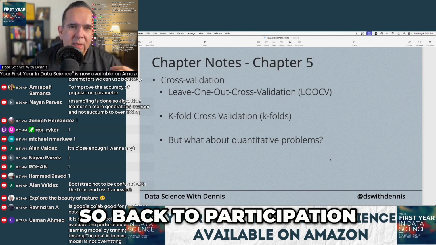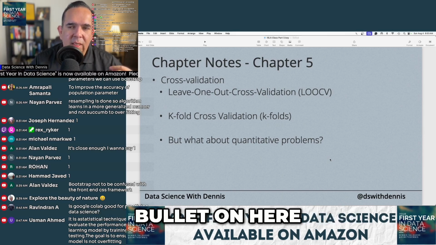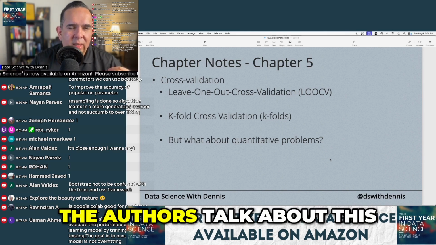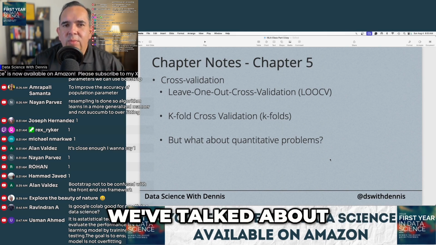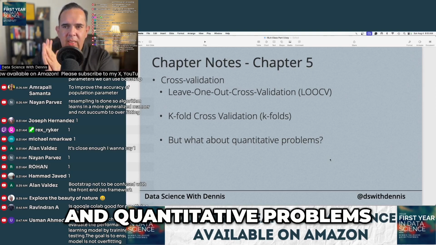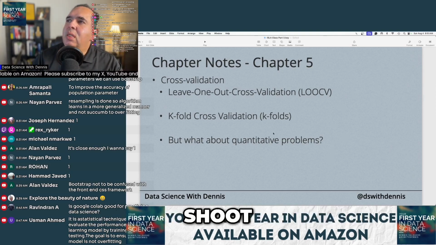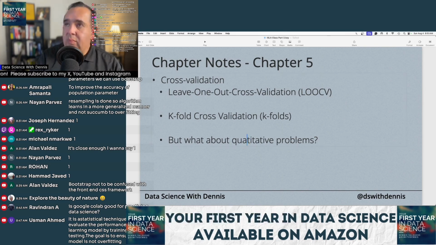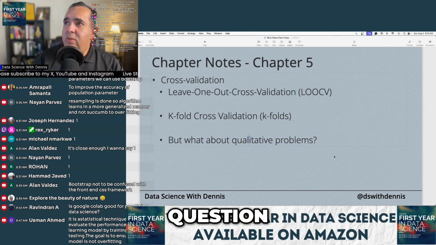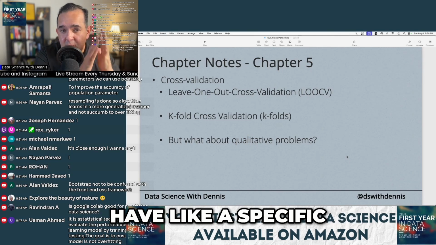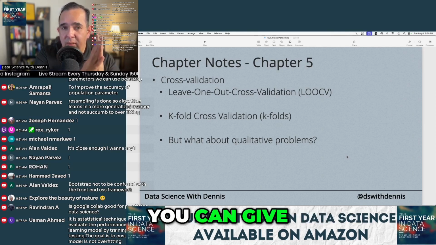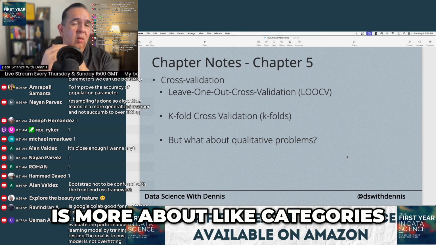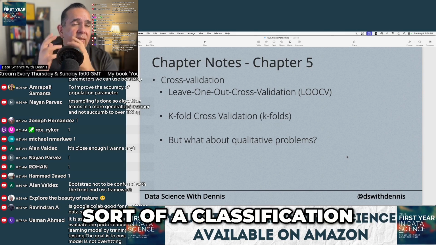All right, so back to participation. I have a third bullet on here, and the authors talk about this. Remember in the previous classes, we've talked about qualitative and quantitative problems. Oh man, shoot, I'm sorry, guys. I have an error in here. It's not quantitative, it's qualitative for this question. Quantitative is when you have a specific value or number you can give. Whereas qualitative is more about categories, some sort of classification.